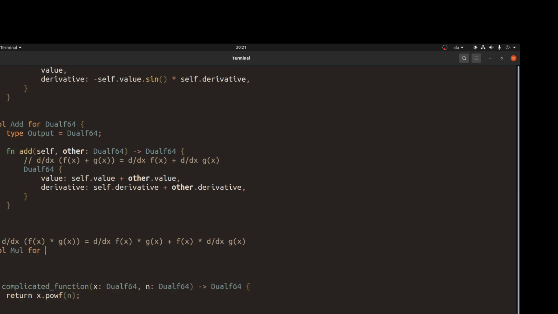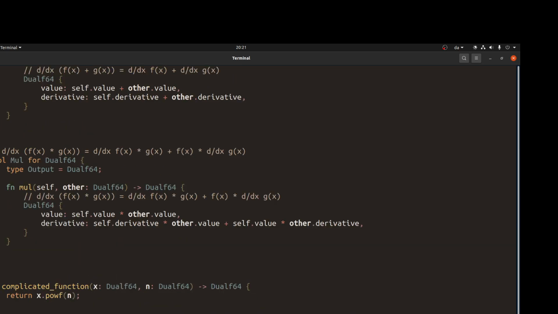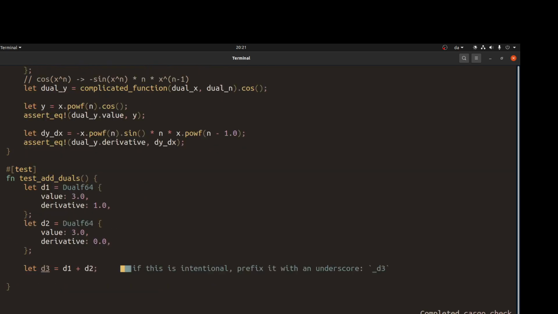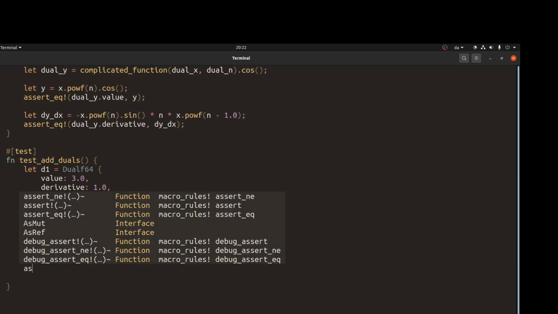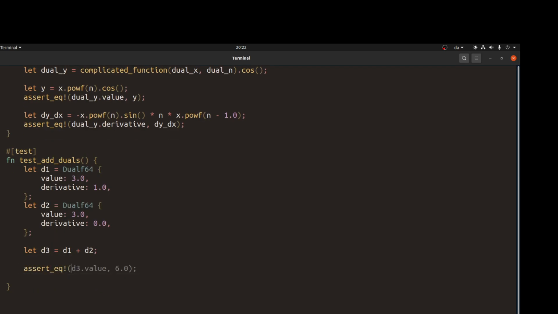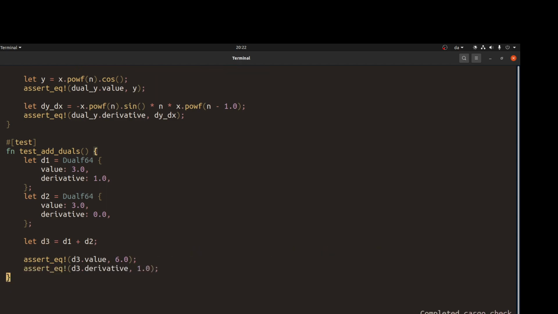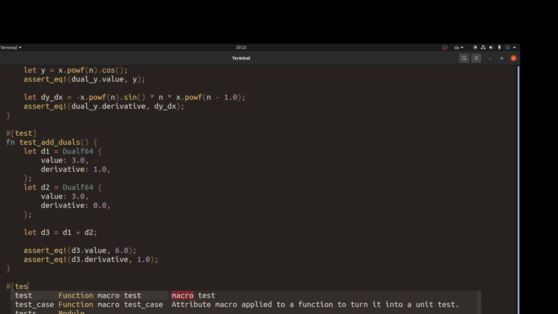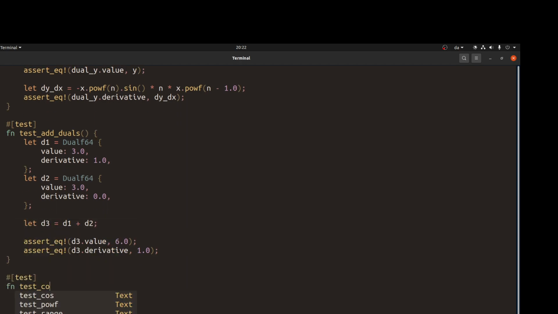So Copilot can probably do this for us. So the values are just multiplied, and this is like derivative times value, value times derivative. So now we can do this. And this is the value, and the derivative doesn't change. It's obviously not a very interesting test. So let's call it complicated add duals.